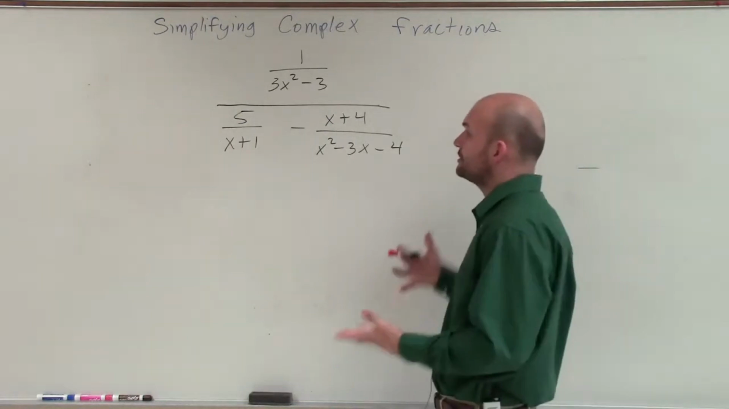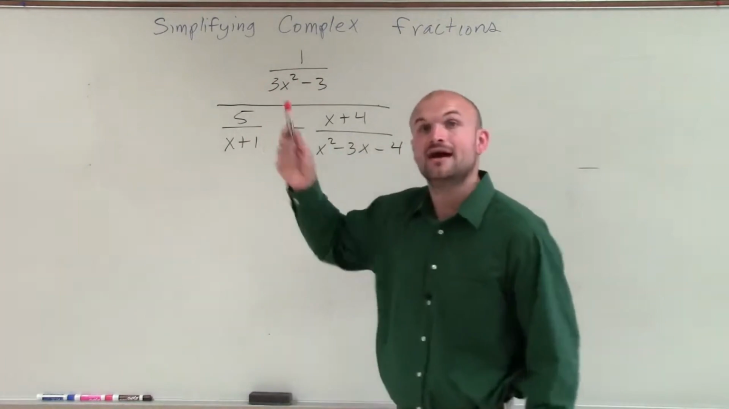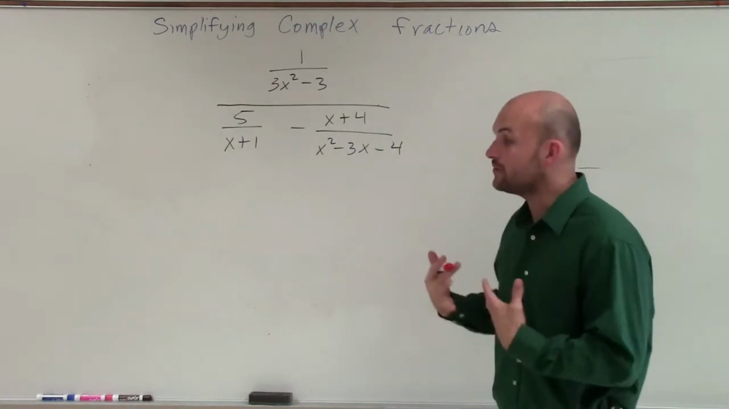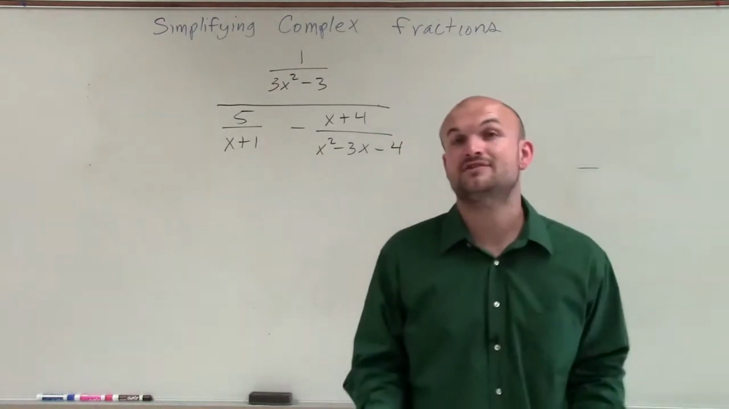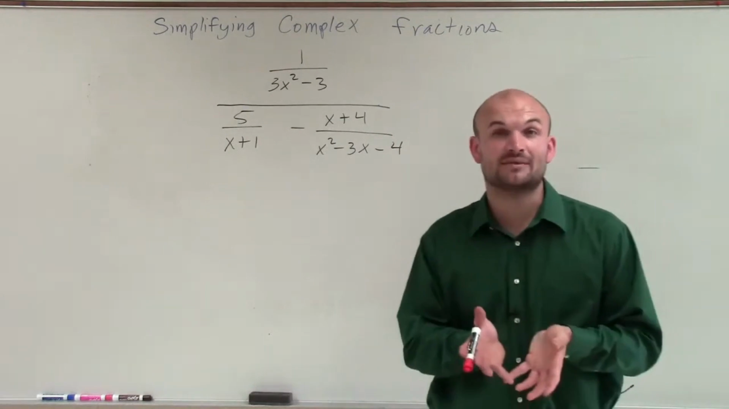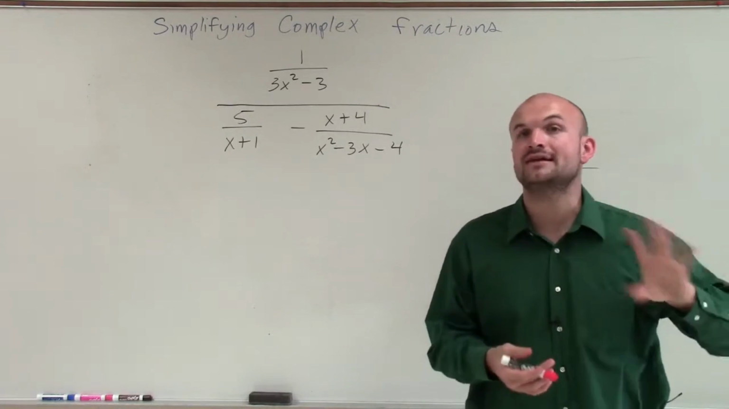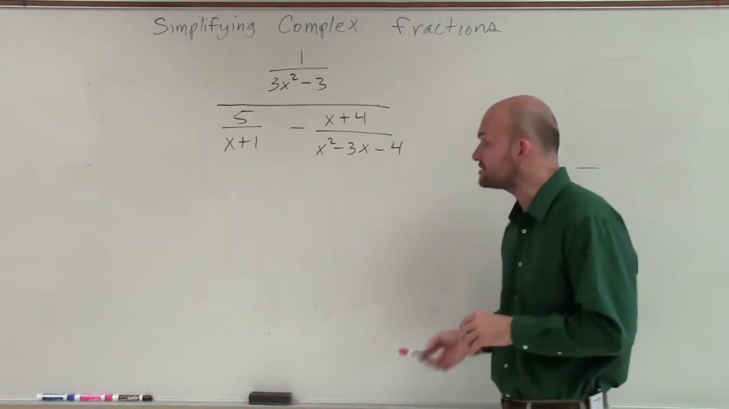Now, one thing we could do is multiply everything by the LCD of every single denominator, and that will eliminate our fractions. That's possibly one way we could do it. The other way is, when we have multiple fractions in our numerator or denominator, we can find the LCD, get them to have common denominators, and then combine them. Then we'll have a single fraction in the numerator and denominator, and we can multiply by the reciprocal to eliminate all of our extra fractions.